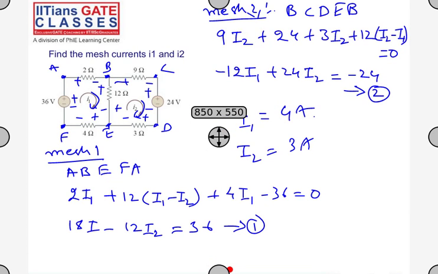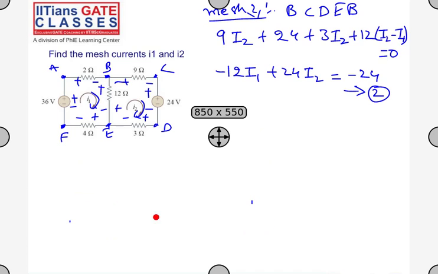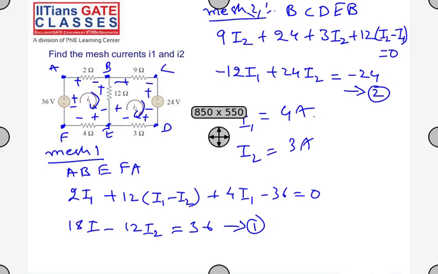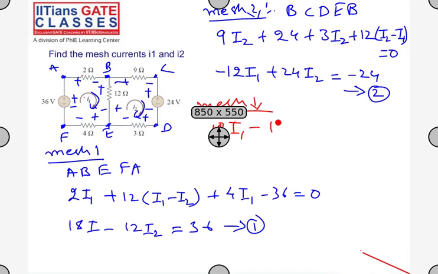In the previous question, I have a shortcut to tell you. You can directly write the mesh equations like this. So mesh 1, add all the resistances in the first mesh. 2 plus 12 plus 4 is 16 plus 2, 18. So the current in that mesh, 18 I1. The common resistance has the opposite sign, 12I2 is equal to the source voltage 36. This is the first equation.